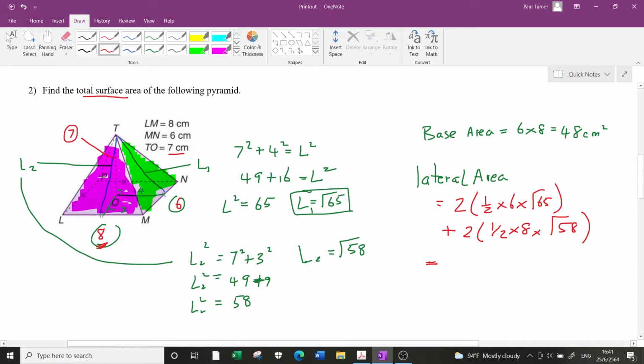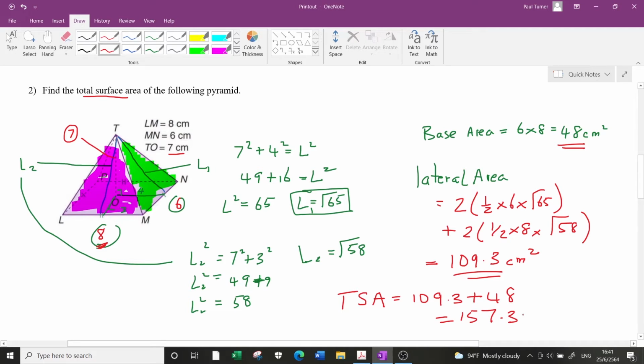And if you add those 2 numbers up, you're going to get 109.3 cm squared. So this is your lateral area. This is your base area. So the total surface area, TSA, is 109.3 plus 48, and that will give you 157.3 cm squared for the total area of the pyramid.